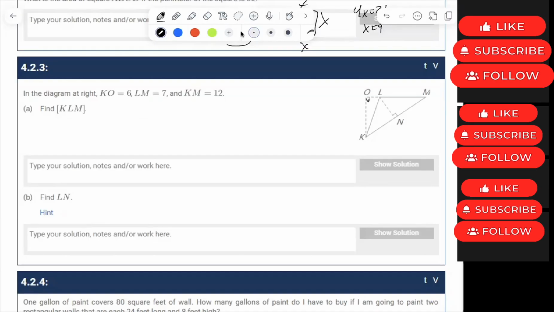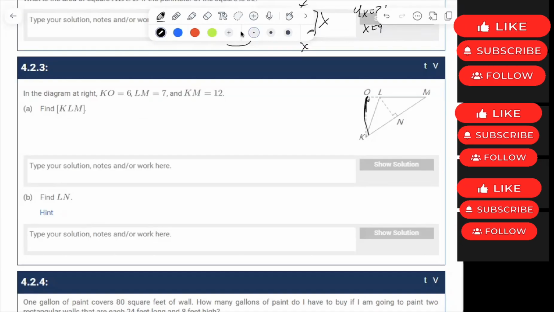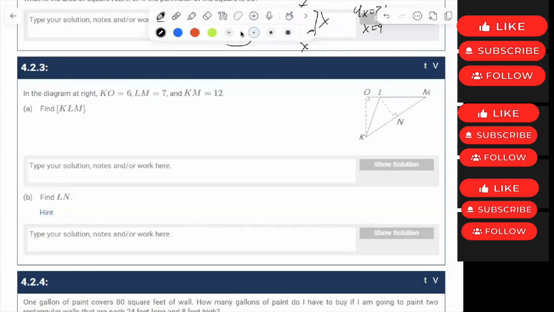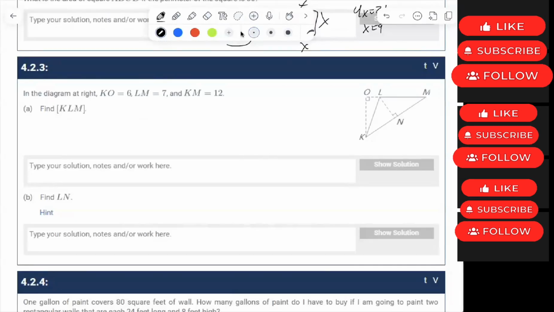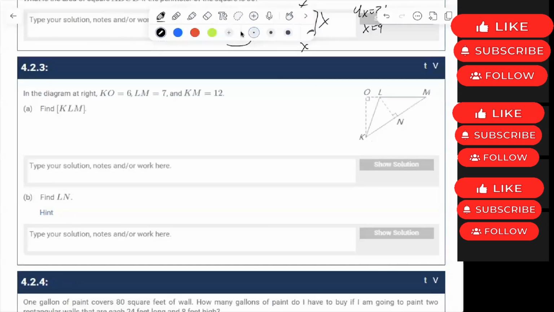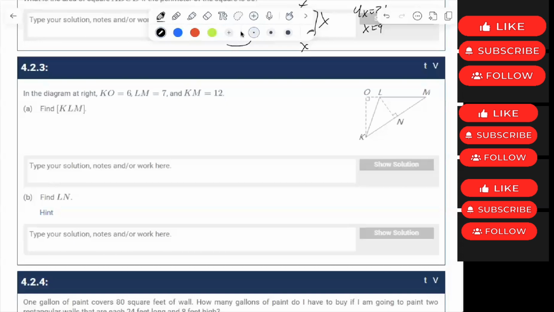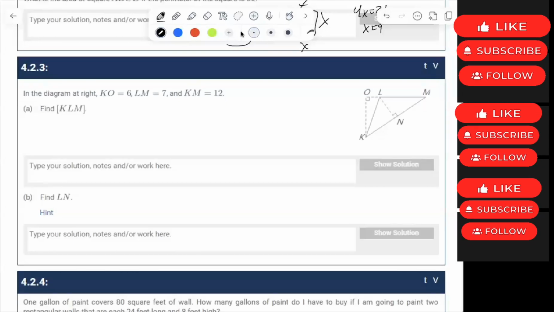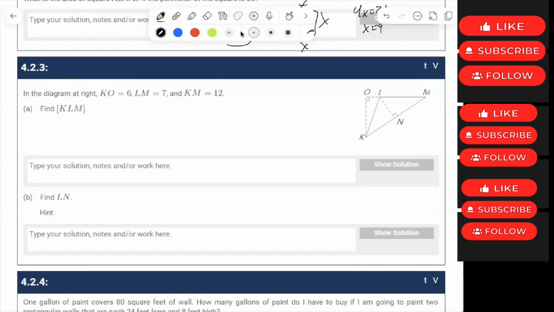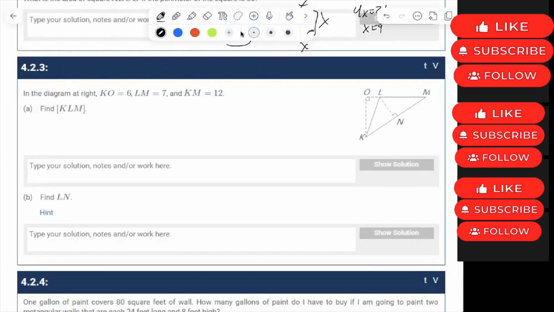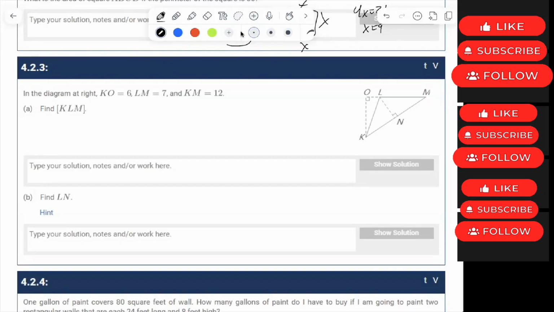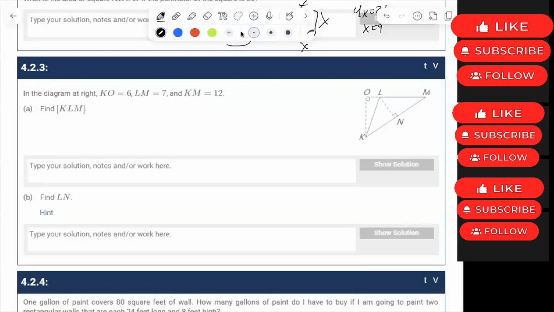So KO is actually the height of this triangle. The height of a triangle is always the perpendicular to the base. What we denote as the base, the height comes from the point that's not used. For example, if we denote our base as OM, the point that's not used is K, and the height is perpendicular to OM coming from K, and that's our height, KO. We also know KO is 6 and LM is 7, so the area is just 7 times 6 divided by 2, or 21.